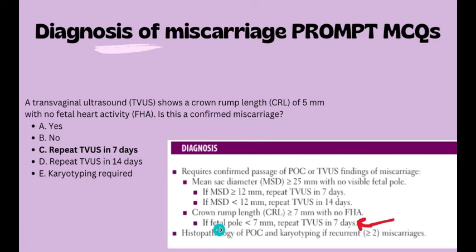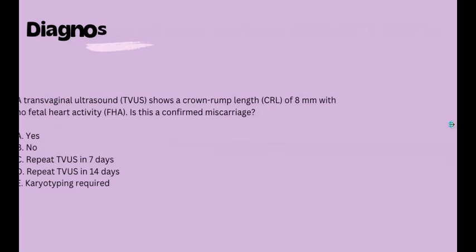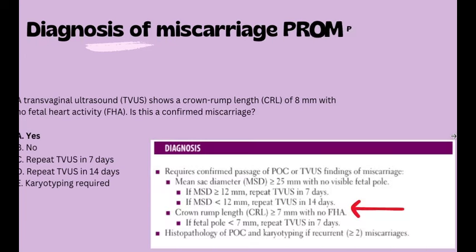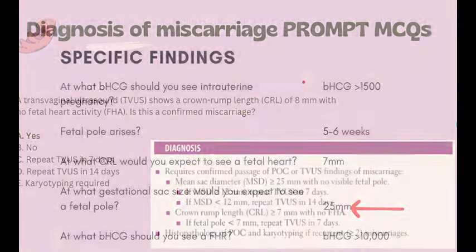So this comes back to this line. If you don't hit 7 millimeters of the crown rump length, then it's best to repeat it in 7 days to see what the findings are then. All right, another question with a crown rump length of 8 millimeters. Is this a confirmed miscarriage? We'll pause, and when you're ready, I will show you the answers. So I'm going to show the answers now. And in this case, given that it's 8 millimeters and it's above the 7 that we talked about before, this would be considered a miscarriage.